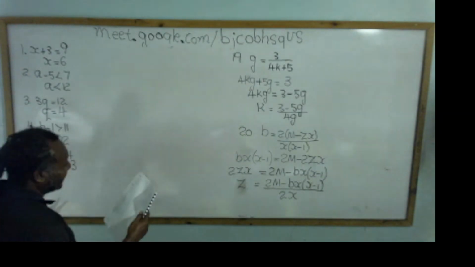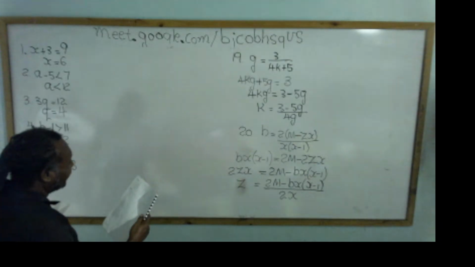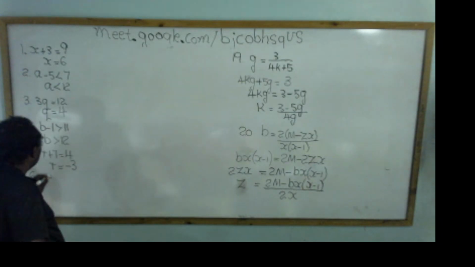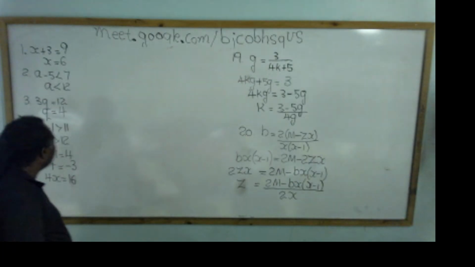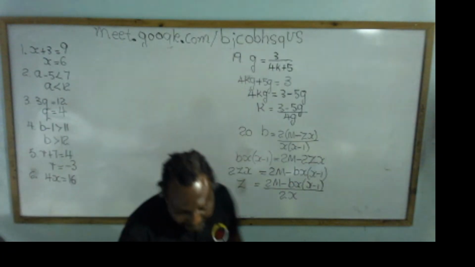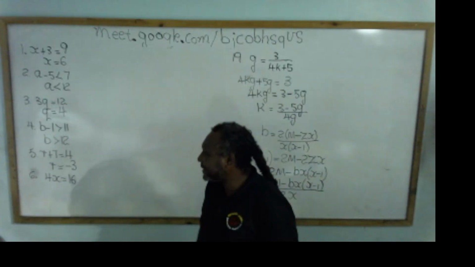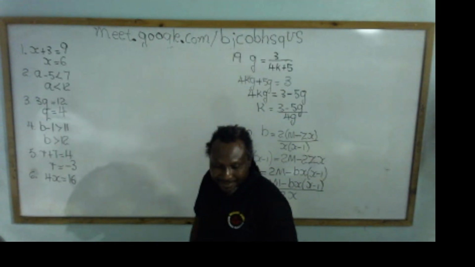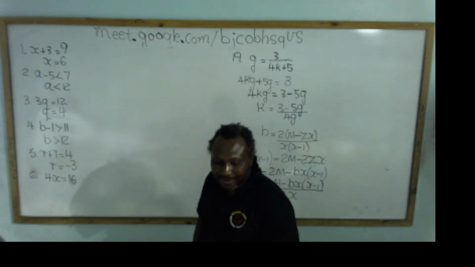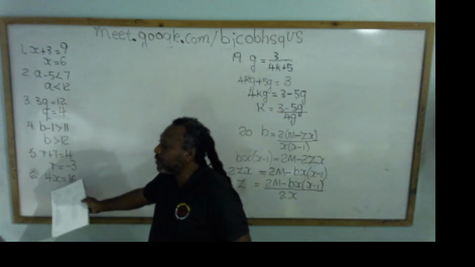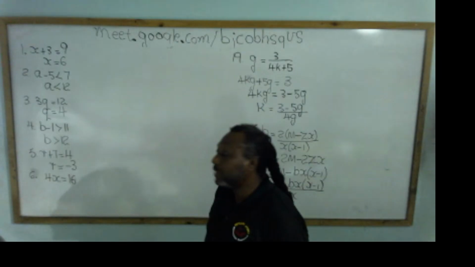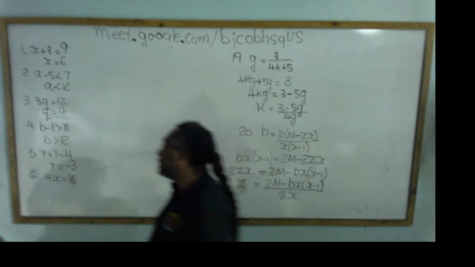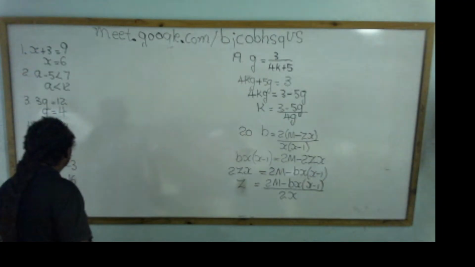Number 6. 4x is equal to 16. What do we have for x? We are multiplying by 4, so we need to eliminate that 4 by division. So x is equal to 16 divided by 4, which is 4. Number 7.